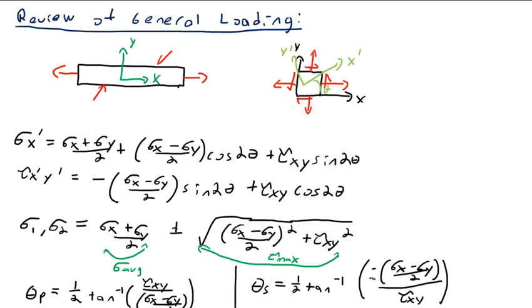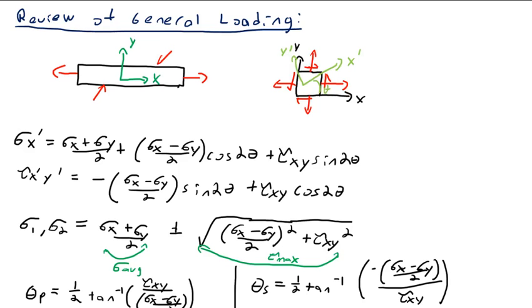Let's see. So this allows us to know what angles sigma 1, sigma 2, and tau max act on. Oh, I guess I missed slide 1 on here. Oh well, whatever. It's fine. Just a blank sheet anyway.